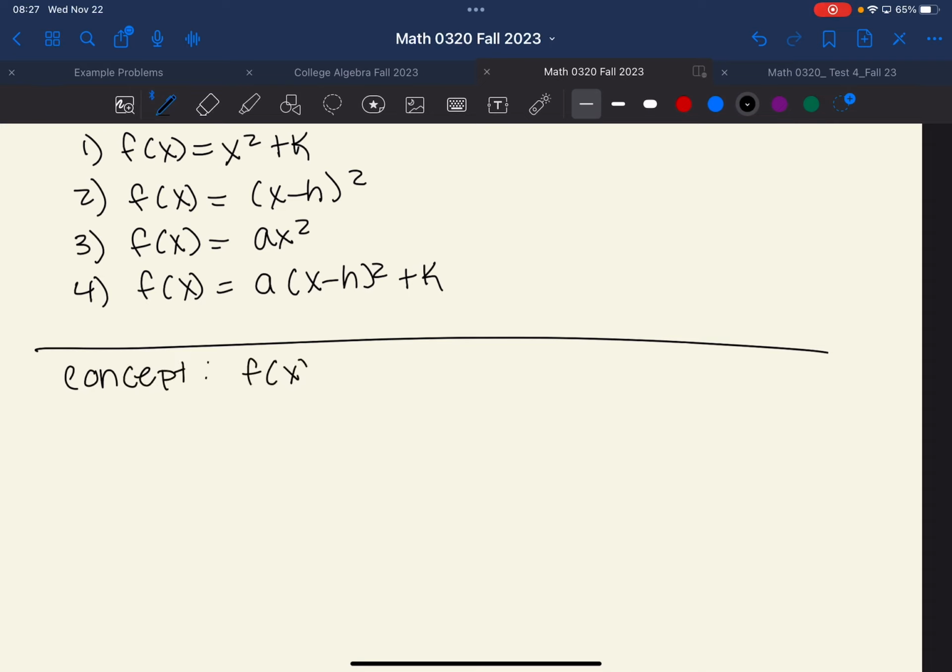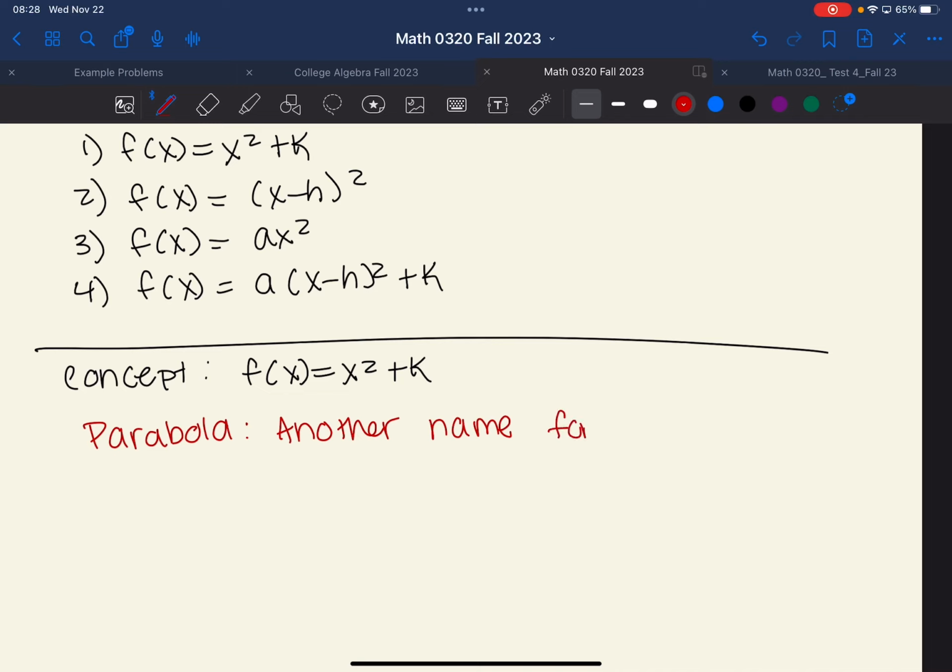where we have f of x is equal to x squared plus k, we're going to define some vocab. So we have parabola. And a parabola is just another name for the graph of a quadratic function, another name for a quadratic graph. We can have a parabola that goes up or a parabola that goes down, so facing in either direction.